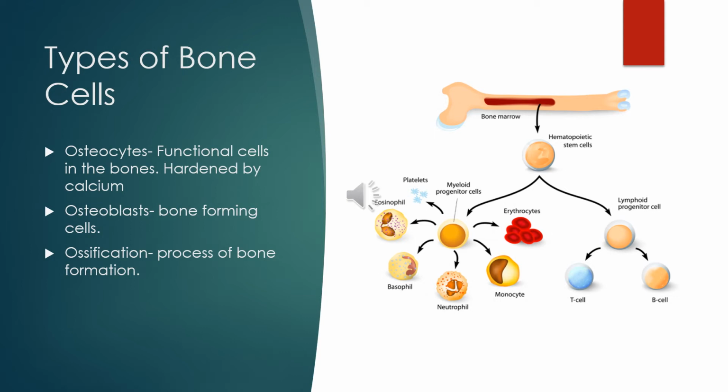Joints in the skeleton. A joint is the point at which 2 bones come together. You have 3 different types of joints. Number 1, you have the synarthrosis, which is an immovable joint, no movement. An example of that would be cranial sutures. They do not move. They're stuck in place.